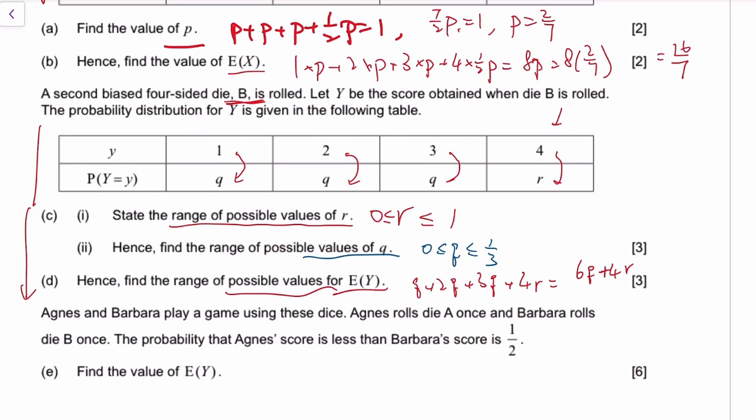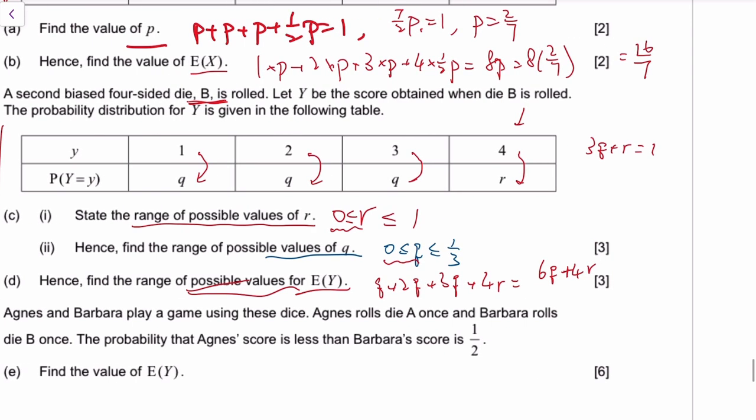Alright, so the question is, what's the maximum and minimum of this? I hope you realize the minimum would not be 0, because it's not like both Q and R can be 0 at the same time, even though they both have a minimum of 0, right? Because 3Q plus R has to be 1, so they can't both be 0.